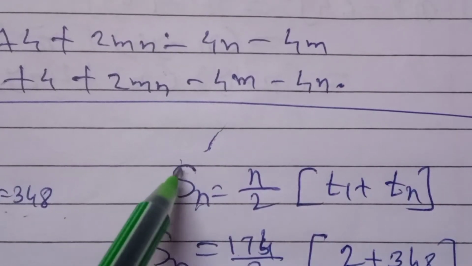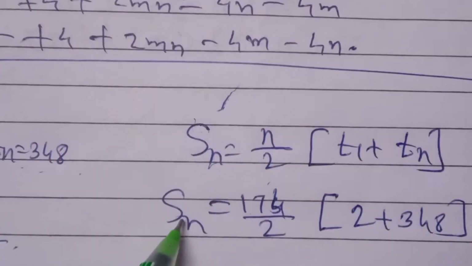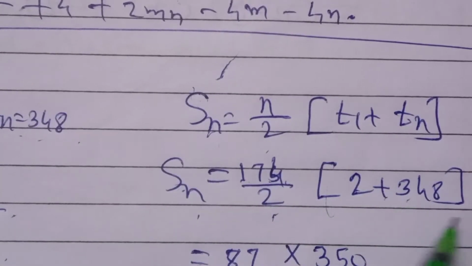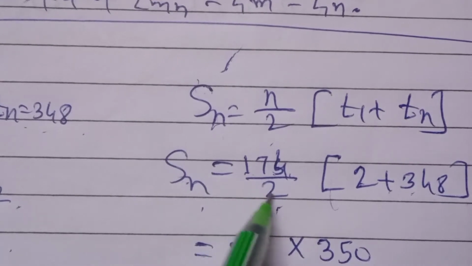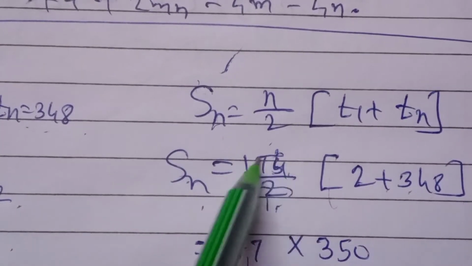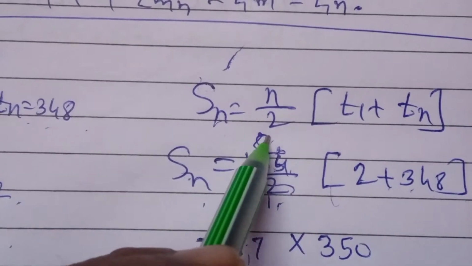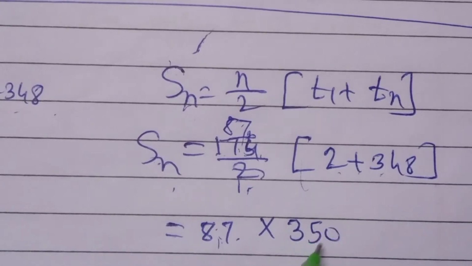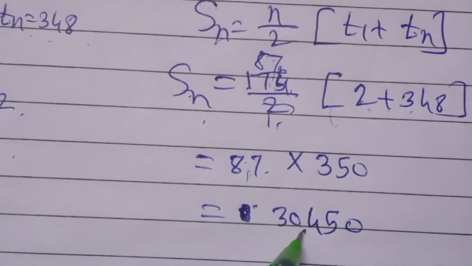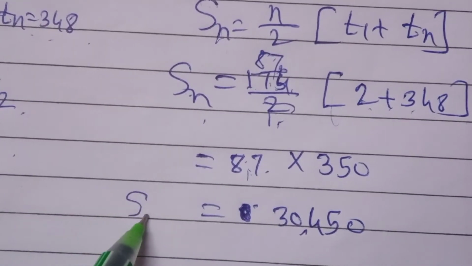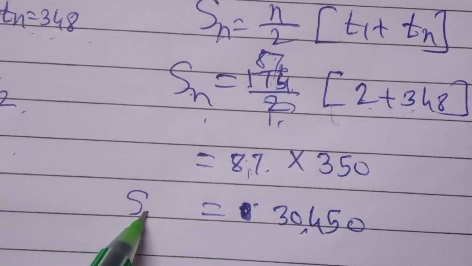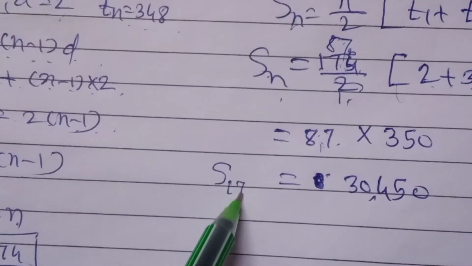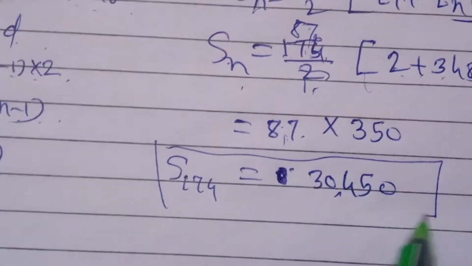So Sn is equal to n by 2 into t1 plus tn. Sn equal to 174 by 2 into bracket 2 plus 348. Sn is 87 into 350, 348 plus 2 is 350. So here the multiplication is 30,450, the sum of 174 terms. So this is the final answer.